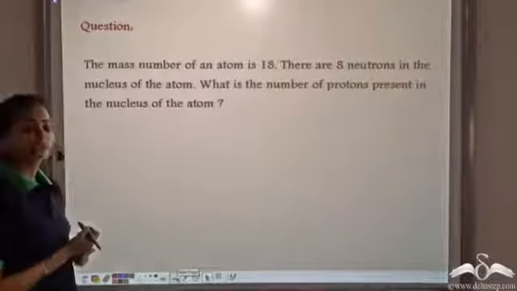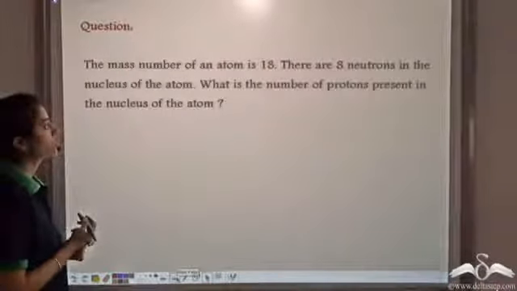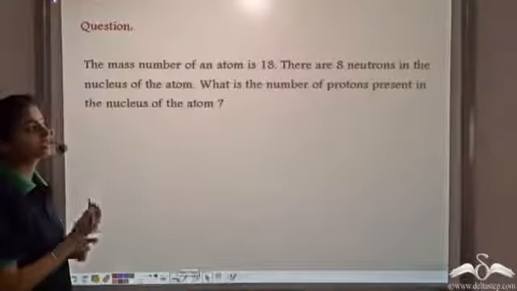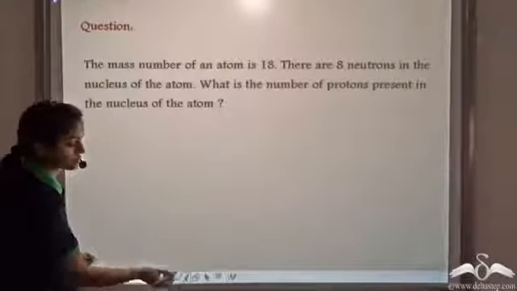The mass number of an atom is 18. There are 8 neutrons in the nucleus of the atom. What is the number of protons present in the nucleus?